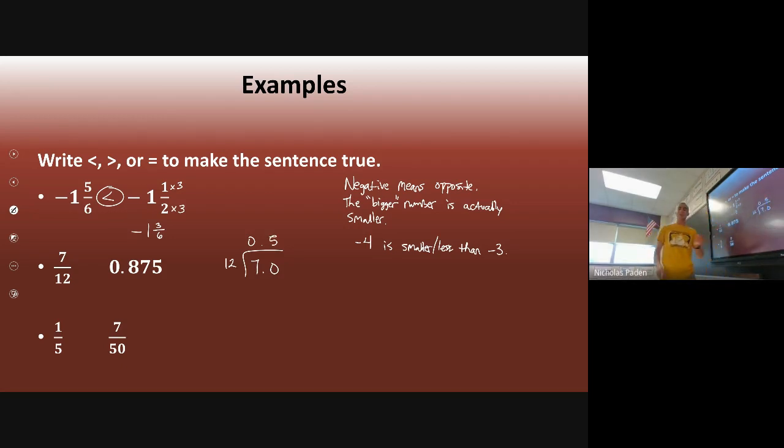And at this point, I can actually stop. Think about why I could stop my division right here. Well, notice I have 0.5 something and 0.875. Well, 0.8 is obviously greater than 0.5. And so that's why that's my answer. 0.8 is definitely going to be greater than 0.5.